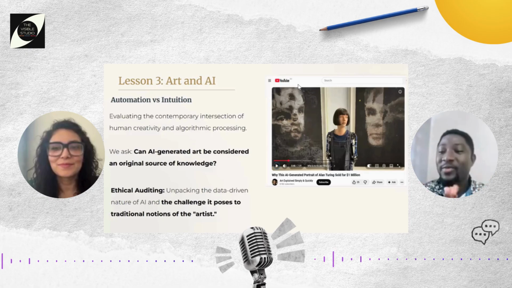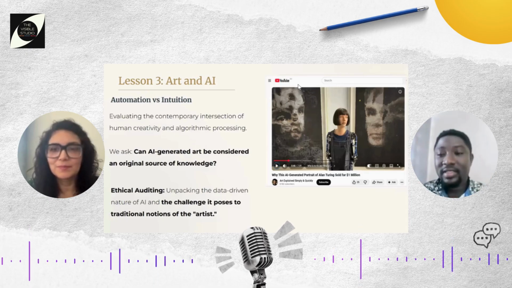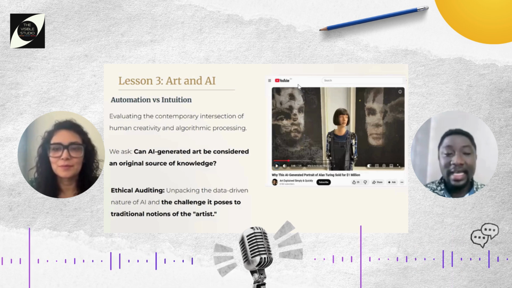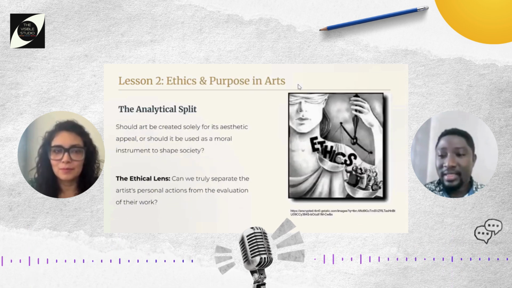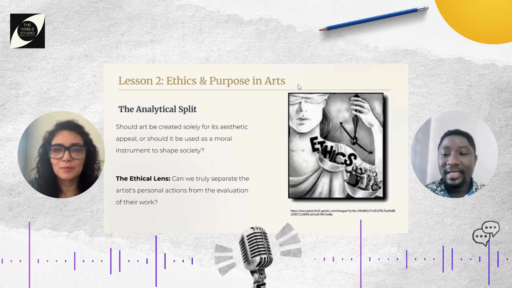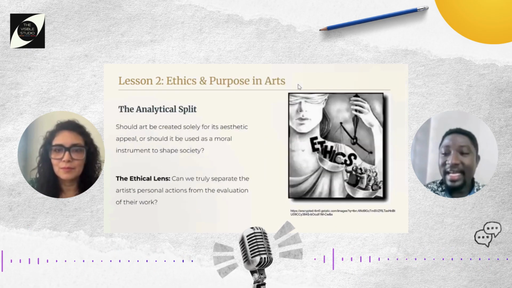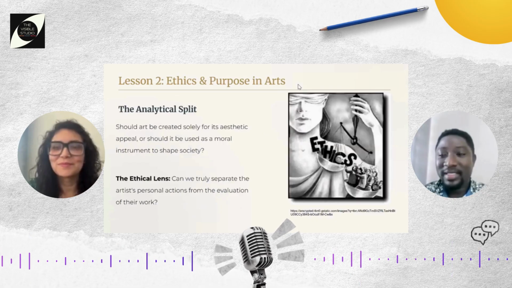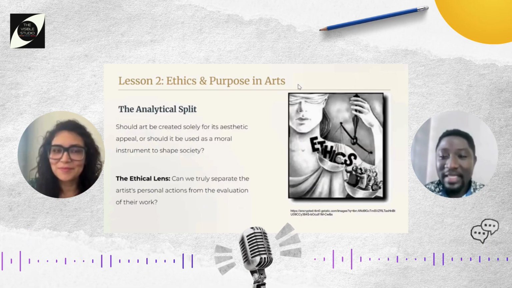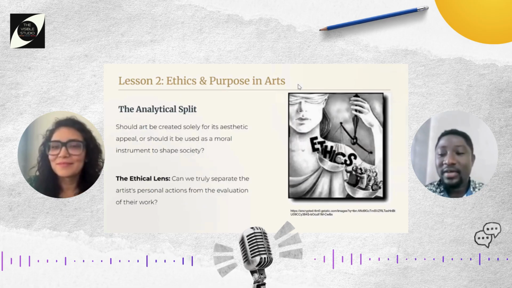Exactly. So the first lesson, we always look at the definition of art. Then the second, we are looking at ethics and the purpose of art. Why do people make art? And we look at the analytical splits. And in that too, one thing I always also bring to mind is my practice. So I make them aware that an artist can produce an artwork just for himself as a study.